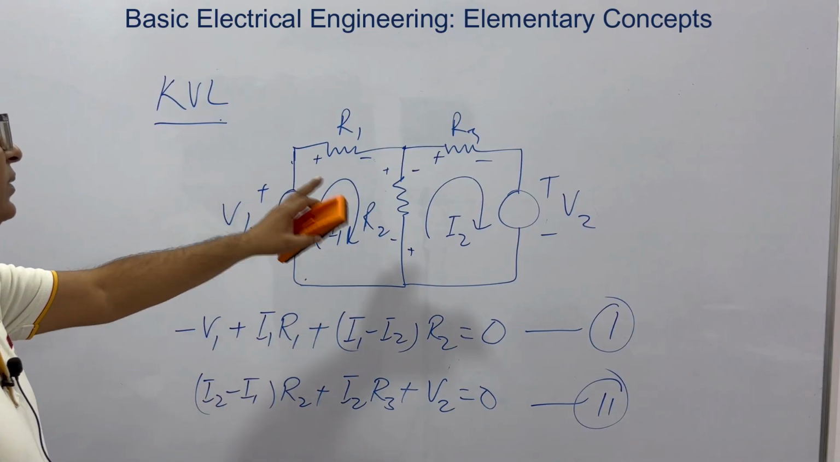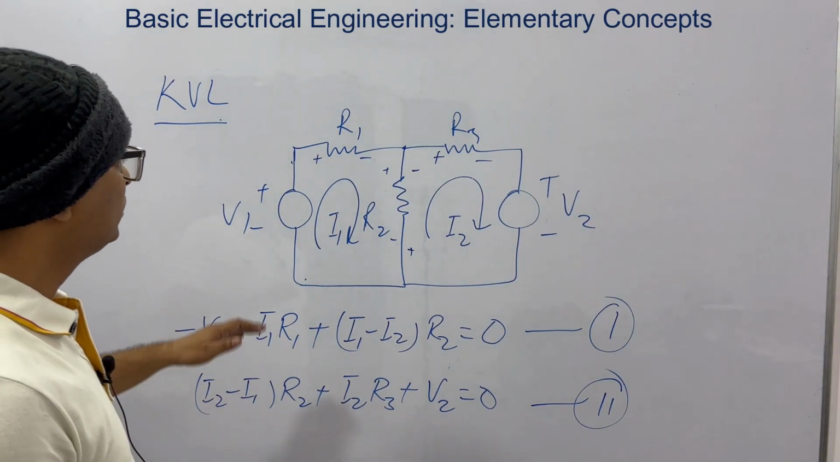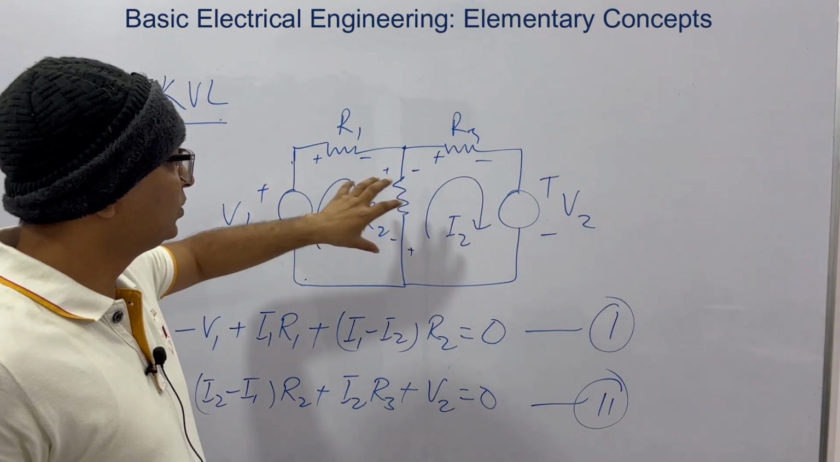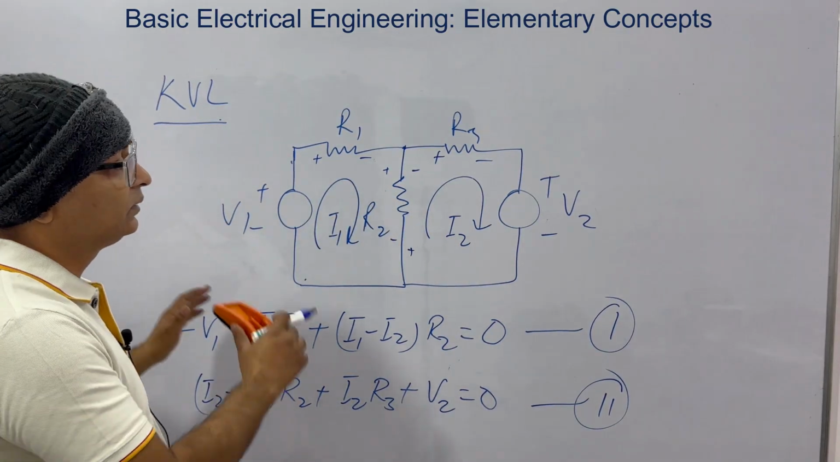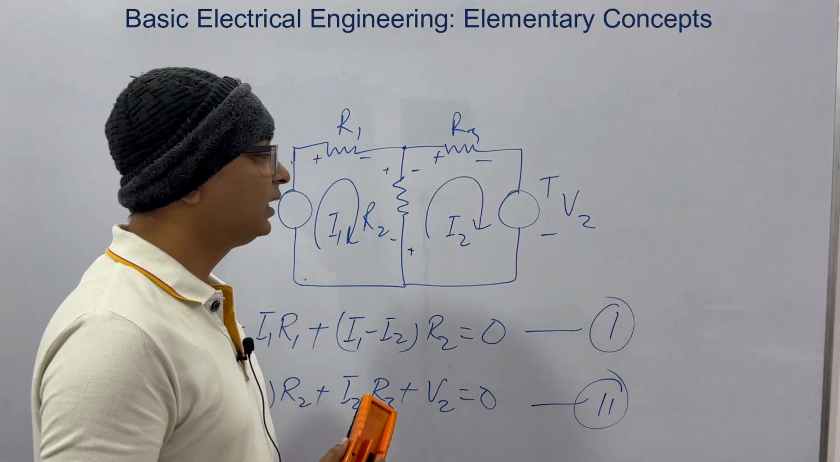From 1 and 2 we can find the different values. Okay. So this is called Kirchhoff's voltage law. These are meshes, so it is also called mesh analysis. So these were the basics. Now we'll get into RLC circuits.